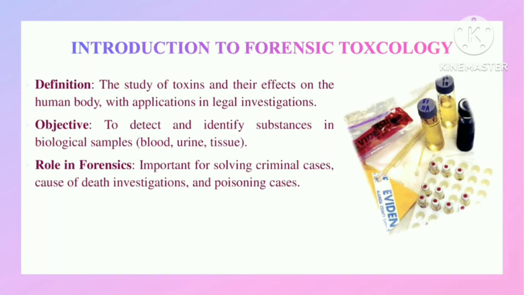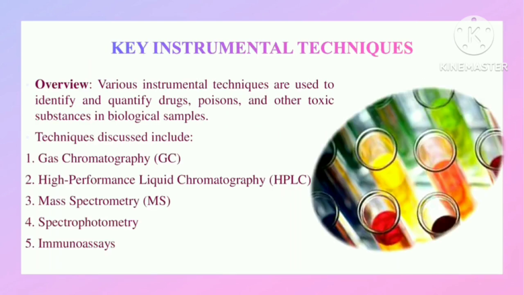Forensic toxicology is defined as the study of toxins or poisons and their effects on the human body, with applications in legal investigation. Its main objective is to detect and identify substances in biological samples such as blood, urine, tissue, and other body fluids. The main role of forensics is solving criminal cases by finding out the cause of death.